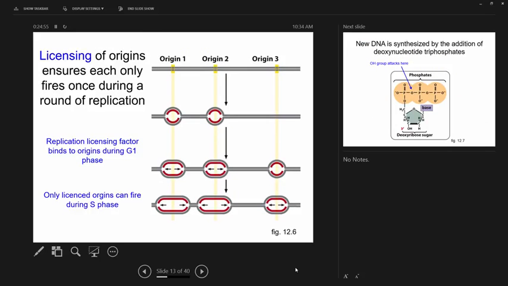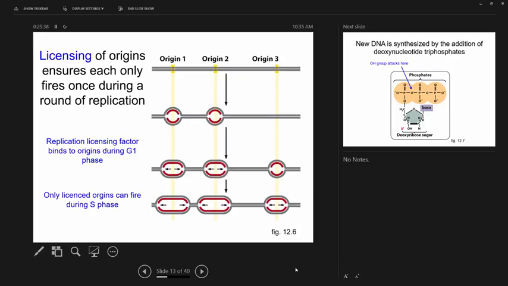So to prevent replication from happening at any time other than during S phase, there is a licensing mechanism that occurs. So there is something called replication licensing factor. It's actually a complex of multiple proteins that we're just calling licensing factor now, so you don't have to remember all the different names of them. This will bind to origins of replication during G1 phase. Licensing complex can only bind new during G1 phase, not during S, G2, or M phase.